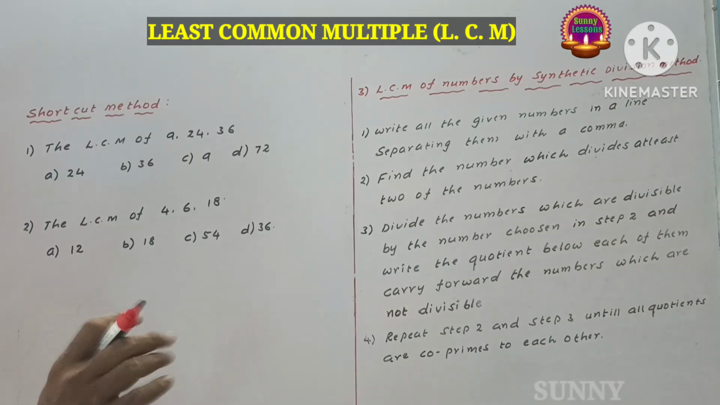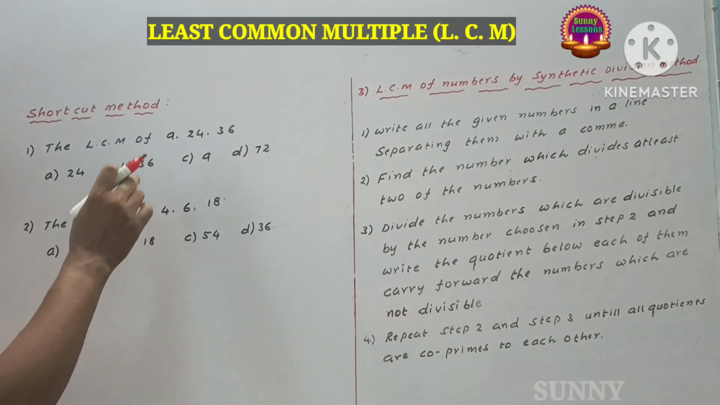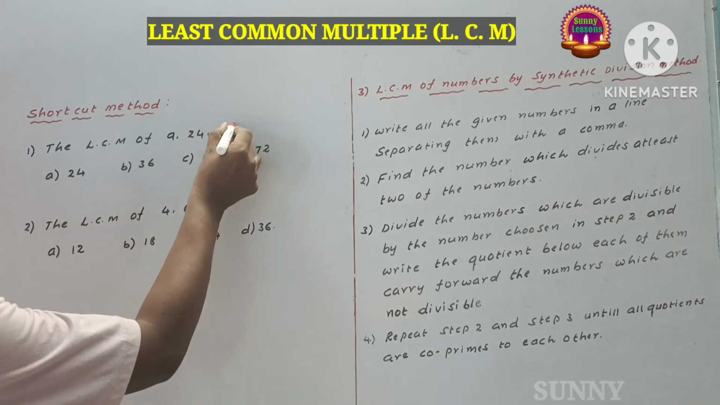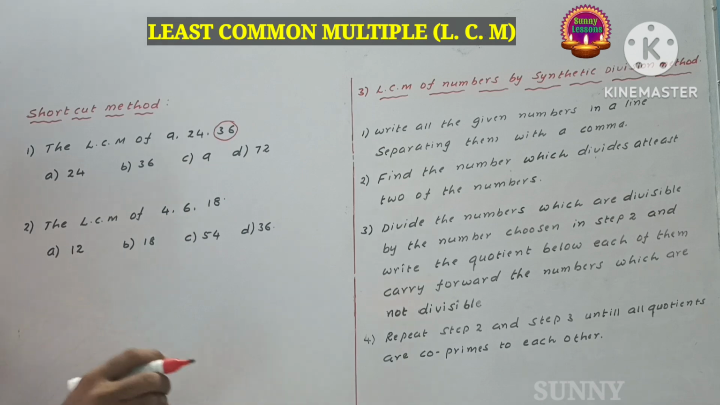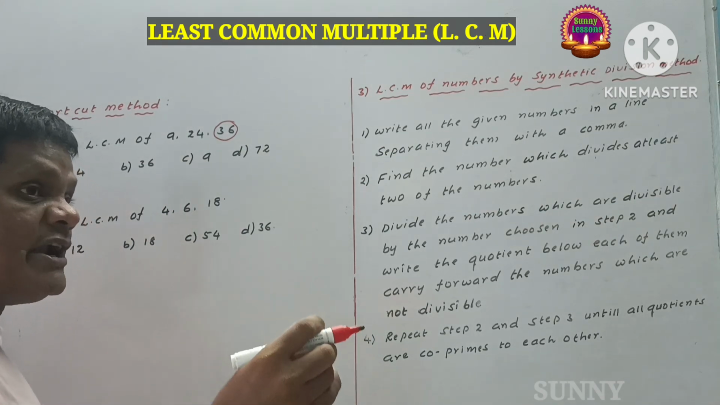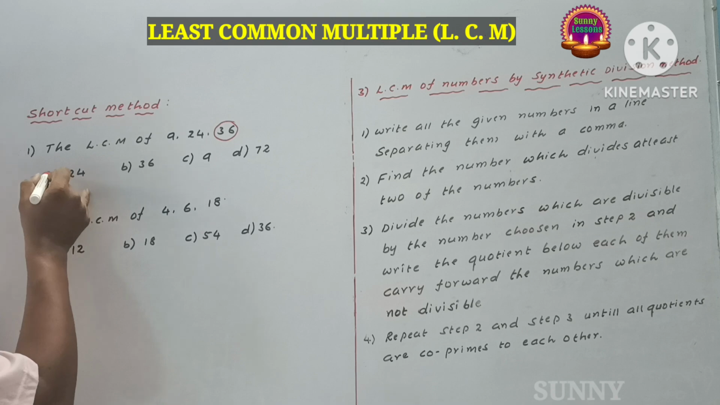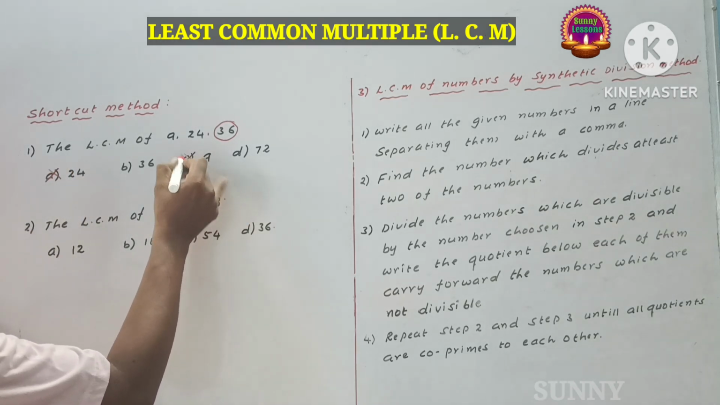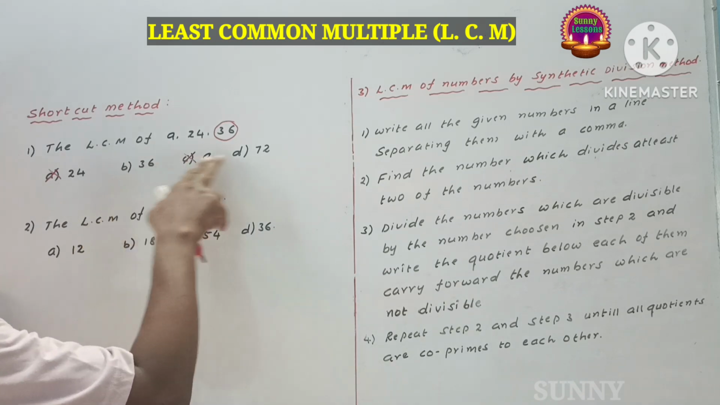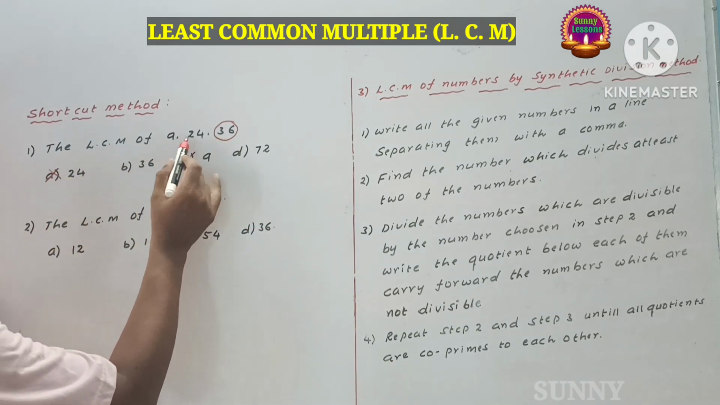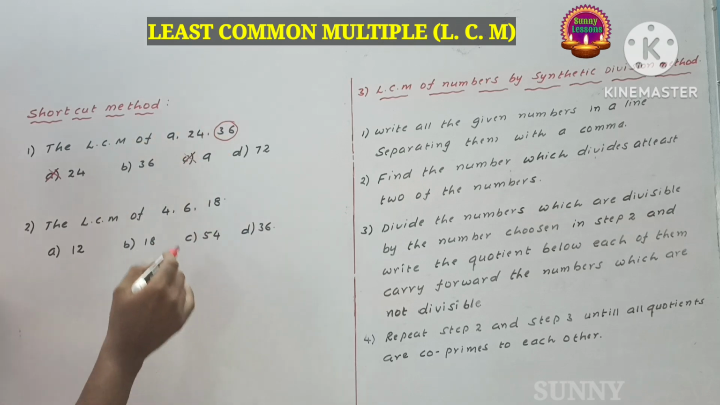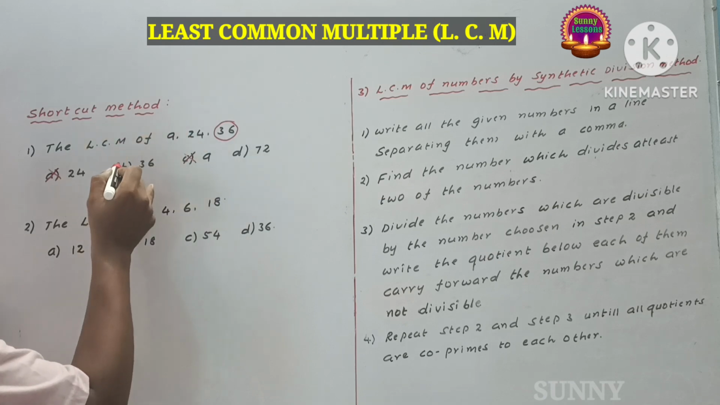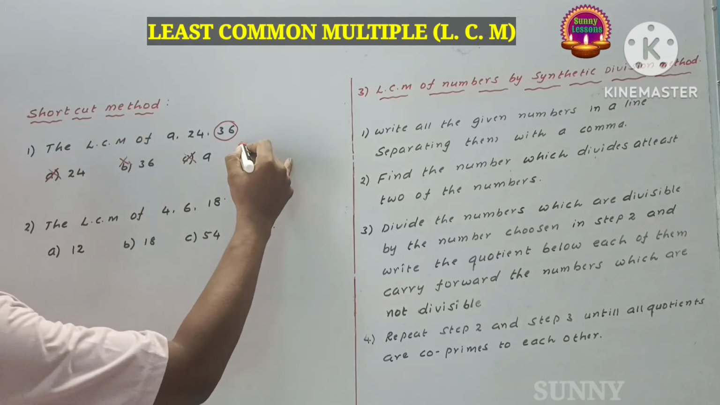Let us take the shortcut method to find the LCM of 9, 24 and 36. Among these, 36 is greater. So the LCM is either 36 or a multiple of 36. 24 is not a multiple of 36, and 9 is not a multiple of 36. Here two options are there, 36 and 72. The LCM of 9, 24, 36 must be a number divisible by 9, 24 and 36. 36 is not divisible by 24. So our option is 72.